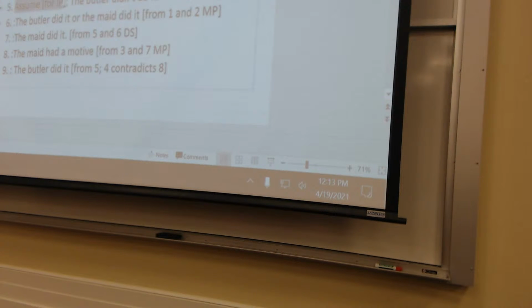So remember, we decide what we want to prove, and then we add the assumption, which is the opposite of what we want to prove, because we want to show that the opposite leads to absurdity. And that's what we did here. The goal was to prove the butler did it, so we did this hypothetical. Well, what would it look like if the butler didn't do it? And then we say, well, gee, the maid has no reason to do this, so the butler must have done it, not the maid.